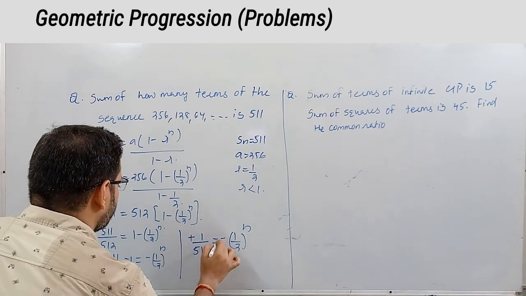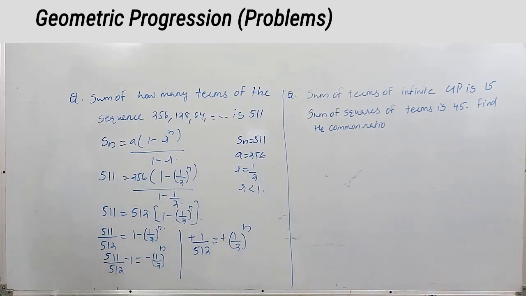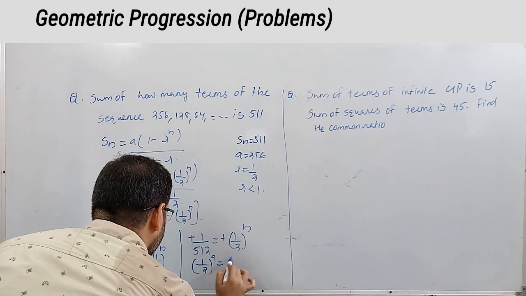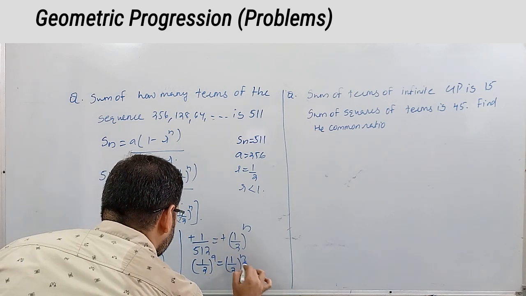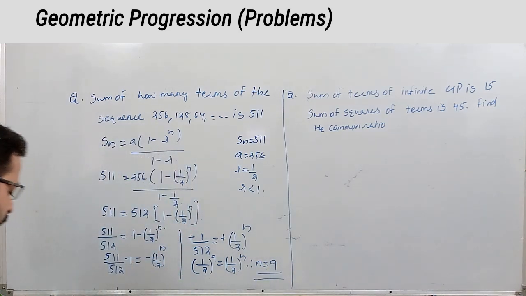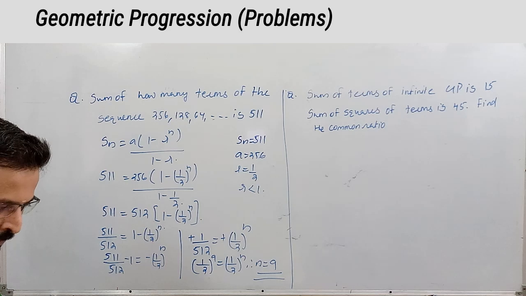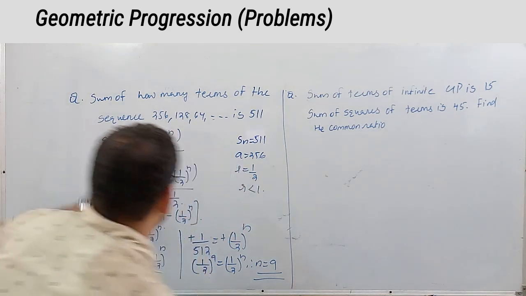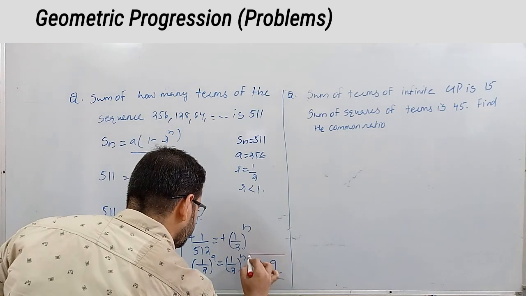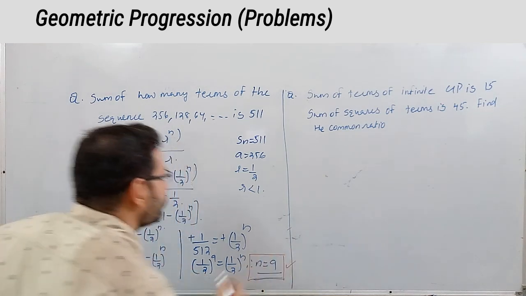The minus can be cancelled. 512 can be written as 1 by 2 raised to 9, which is equal to 1 by 2 raised to n. Therefore, n is equal to 9. Sum of 9 terms of the given GP will be 511.